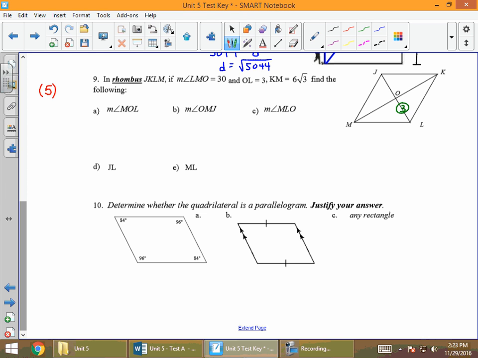It says KM, the whole diagonal KM is 6 radical 3, so each half is 3 radical 3. And another 3 and another 3 radical 3. Those are the sides. It also tells us an angle. It says that LMO down here in this corner is 30. And it tells us it's a rhombus, so I know my centers are all 90.